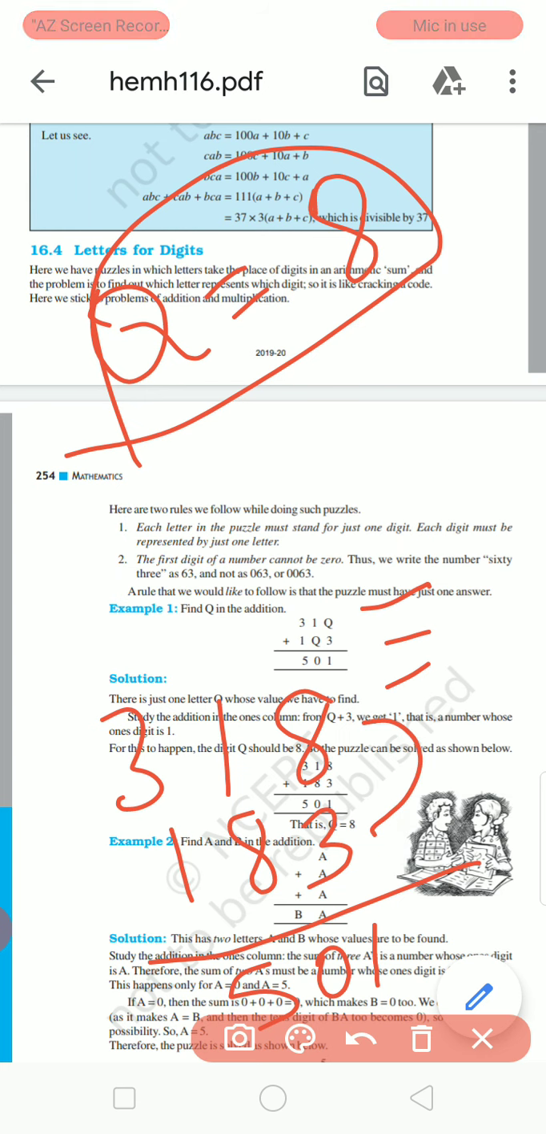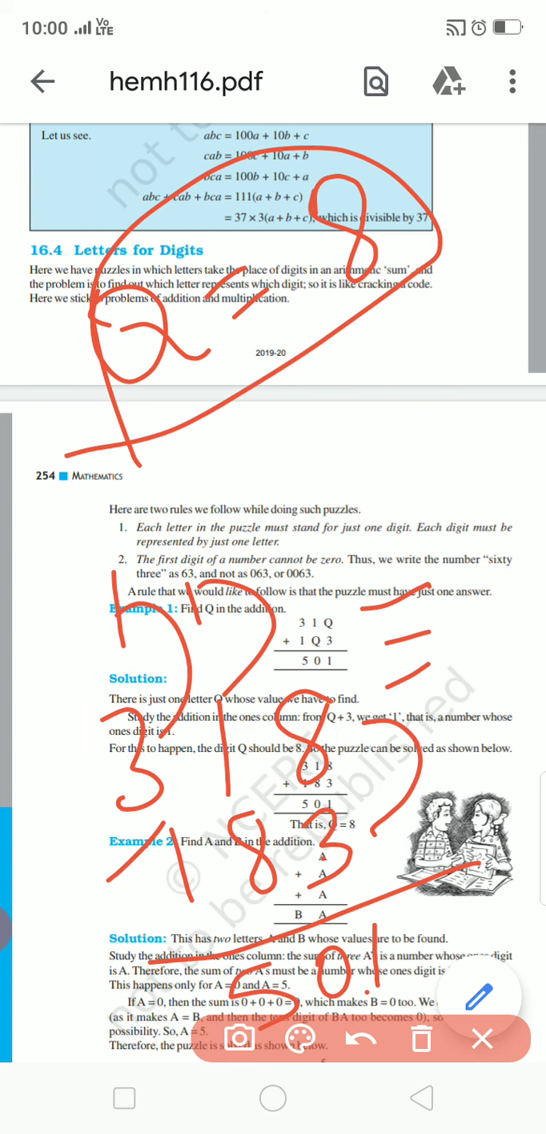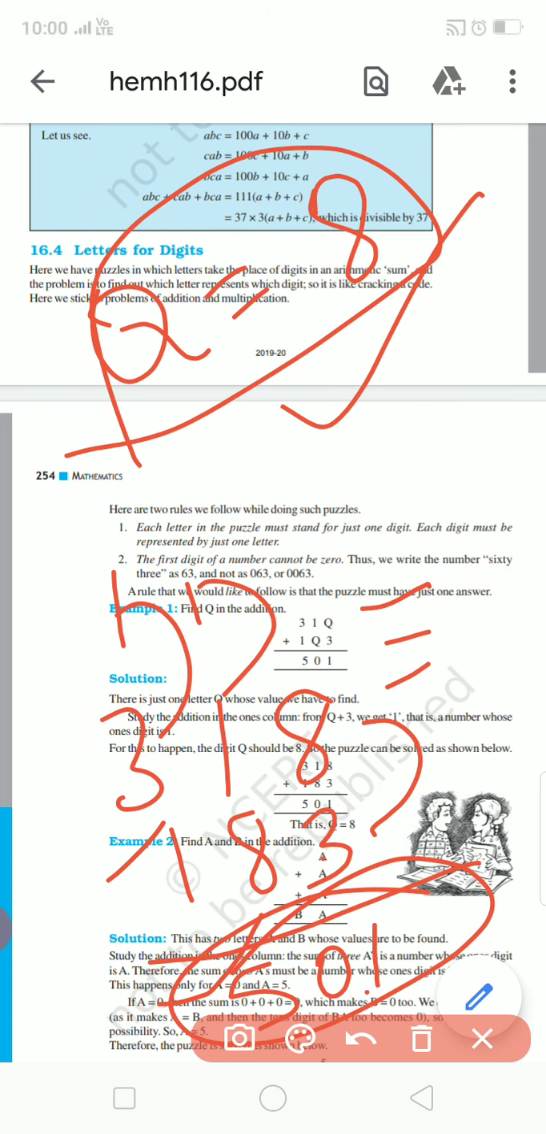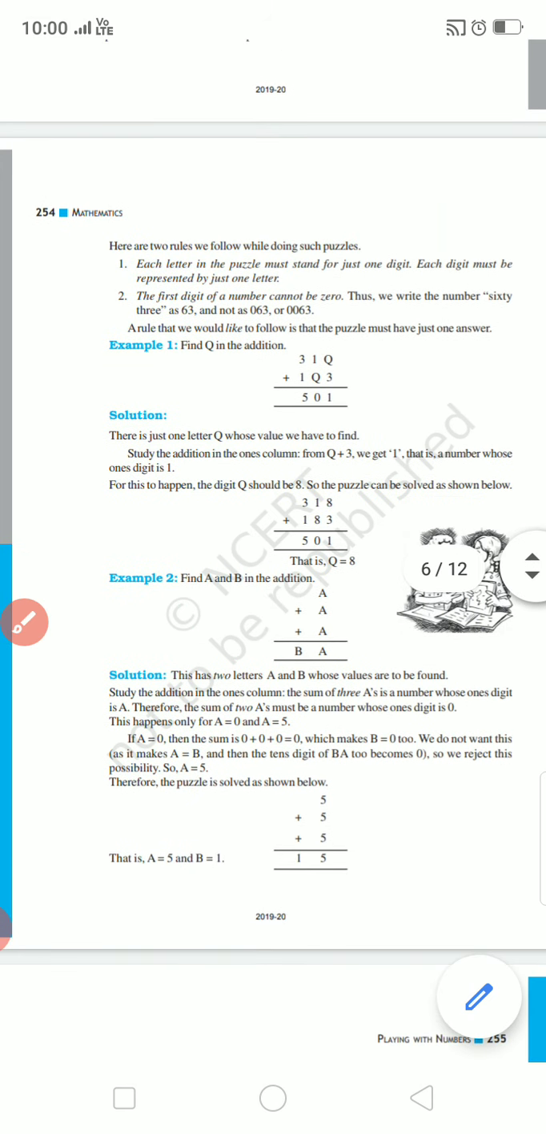So 8 plus 3 is 11, carrying 1. 1 plus 1 is 2. 2 plus 8 is 10, carrying 1. 3 plus 1 is 4. 4 and 1, 5. Yes, it is 501. So you can say that Q is equal to 8. Come to the next part.